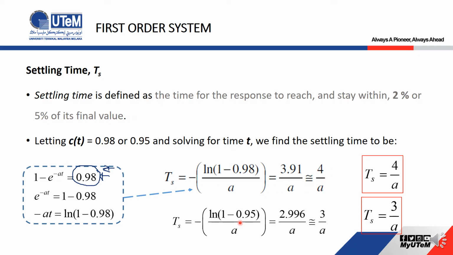For the 5% criterion, the formula that we get is Ts equal to 2.996 over a, or 3 divided by a. As a conclusion, the formula for Ts for the 2% criterion is Ts equal to 4 divided by a, and for the 5% criterion, Ts is equal to 3 divided by a.